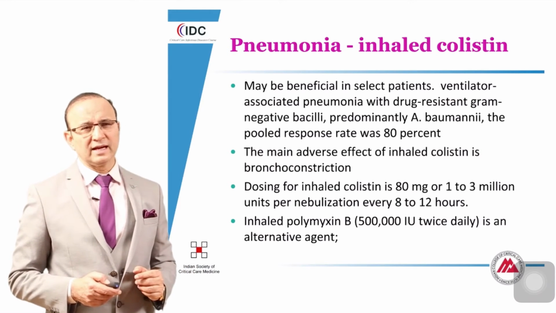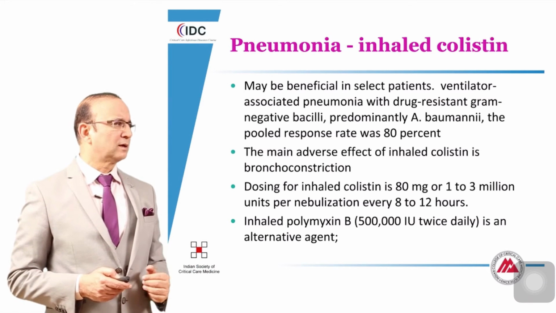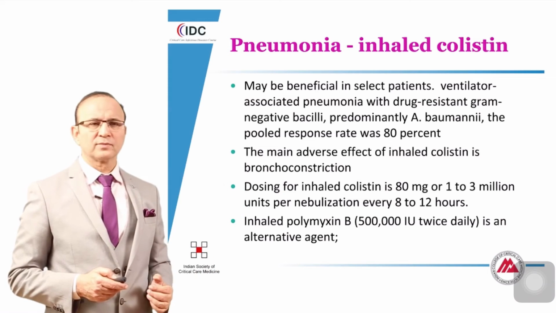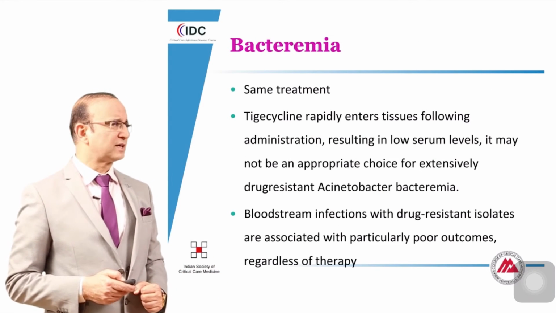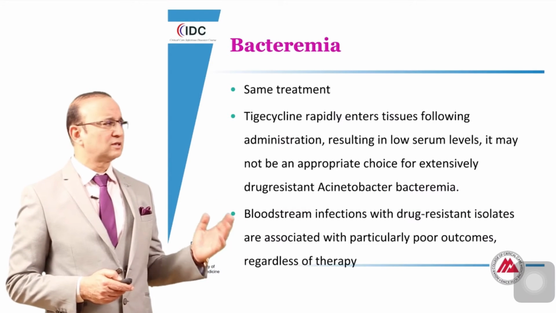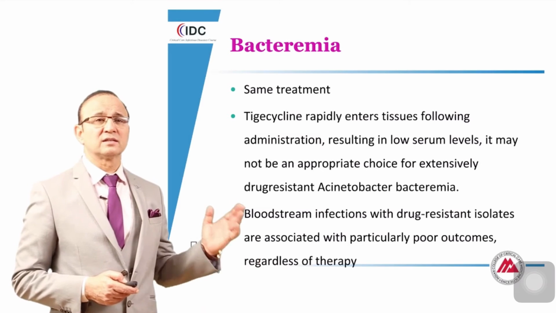And if you're using inhaled polymyxin B, the dose is 5 lakh units or 500,000 units twice daily, which is an alternative agent. If a patient has bacteremia, as I said, this is not the drug, but if you have to use it, use it only as a third add-on drug.